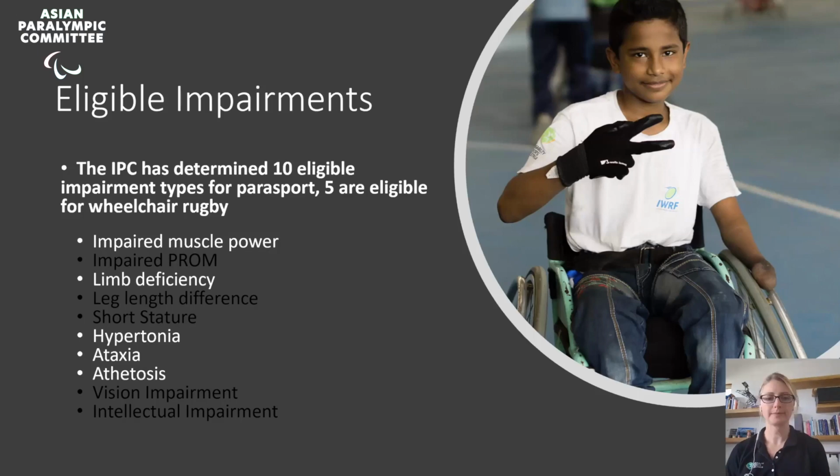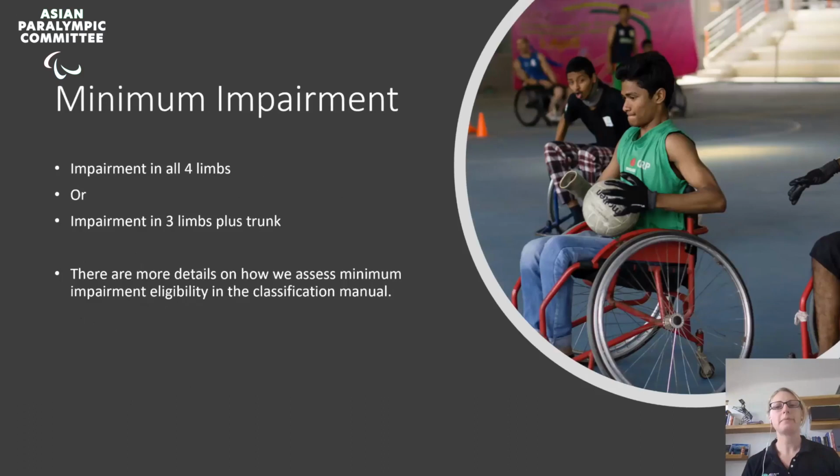The minimum impairment that somebody must have in order to play wheelchair rugby is that they must be impaired in all 4 limbs, or they must have an impairment in 3 limbs plus limited trunk function. So there are more details on how we assess the minimum impairment eligibility in our classification manual, but this is a really good guide if you're starting to look at athletes and wonder whether they're going to be able to play wheelchair rugby or not.